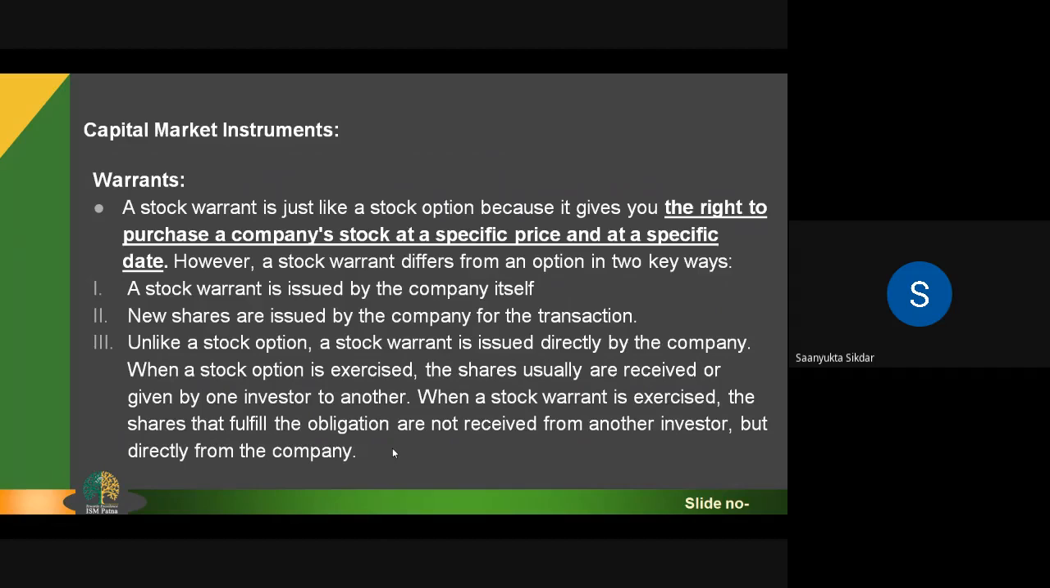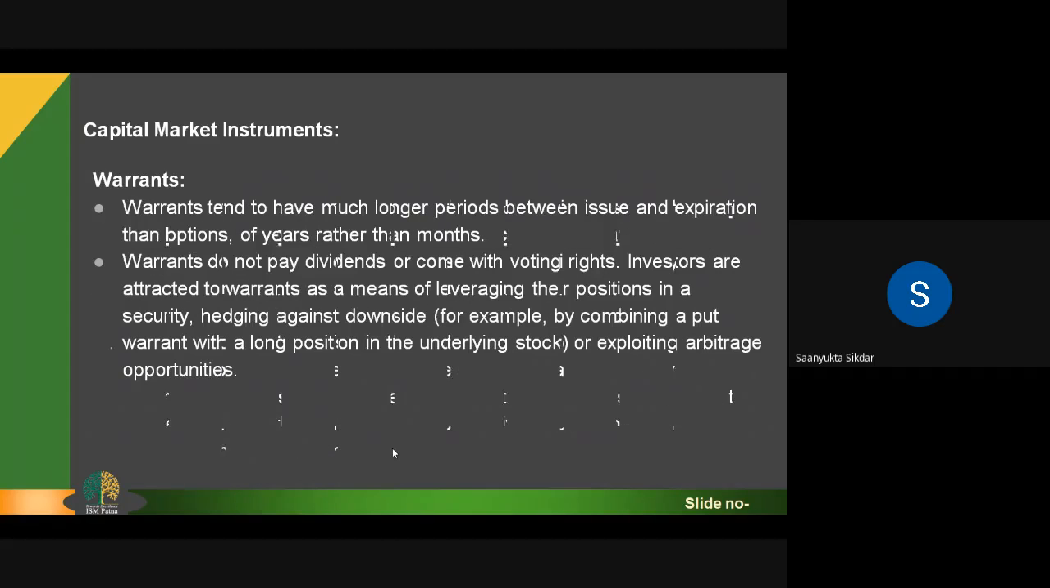When a stock warrant is exercised, the shares that fulfill the obligation are not received from another investor, but directly from the company because the warrants are issued directly by the companies. Warrants tend to have much longer periods between issue and expiration than options, usually years rather than months. Warrants do not pay dividends or come with voting rights. Investors are attracted to warrants as a means of leveraging their positions in a security. They can also hedge their downside risk.